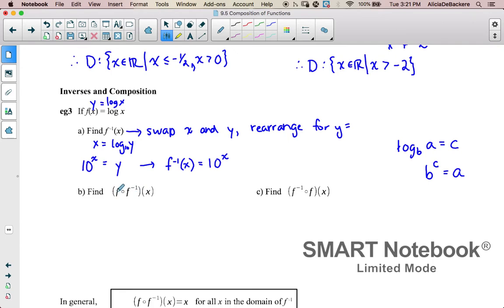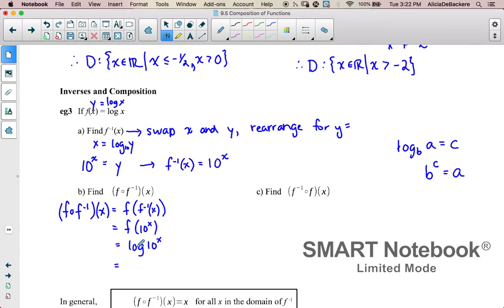For part B now we're going to find f composed with f inverse of x. So that means plug the inverse function into f. So the inverse function is 10 to the power of x, and I'll plug that into my log function. So log x, but now I'm plugging 10 to the power of x in for all the x's.